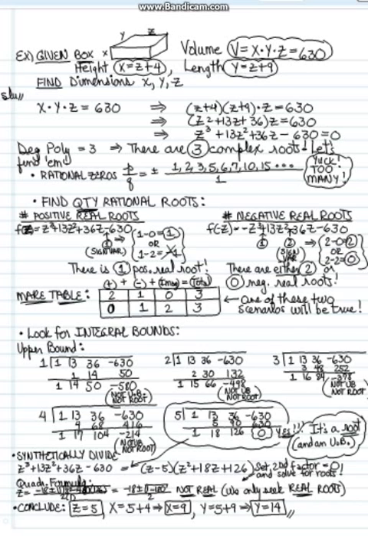So our solution is, look back at the picture on the very top. The dimension z, which was the width, is equal to 5. The dimension x, which was the height, is equal to 5 plus 4, which is 9. And the dimension y, which was the length, is equal to 5 plus 9, which is 14.